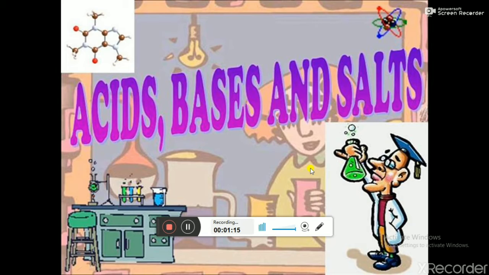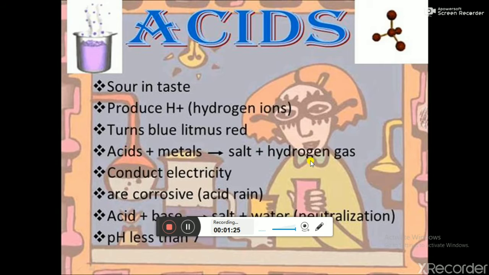Now, in this chapter, let's start with the first topic, that is acids. Now, we all know that acids are usually sour in taste. For example, lemon juice, orange juice. You must have tasted all these substances, and we know that all these substances are sour in taste. And these substances are sour in taste because of the presence of certain acids in them. So the first property is acids are sour in taste.